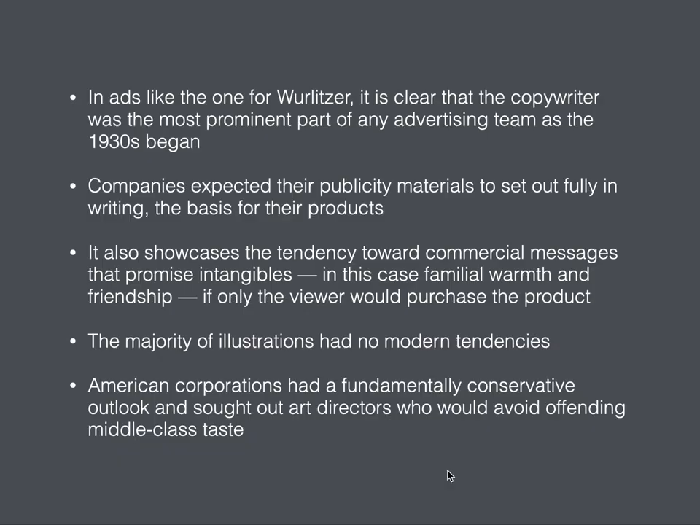So there was often a tendency toward commercial messages that promise intangibles. So this idea that the family is going to come together and sit around the piano, sort of like Leave It to Beaver, if you're old enough to remember that show. But the majority of the illustrations had no modern tendencies, and American corporations had this fundamentally conservative outlook and sought out art directors who would avoid offending middle-class taste.